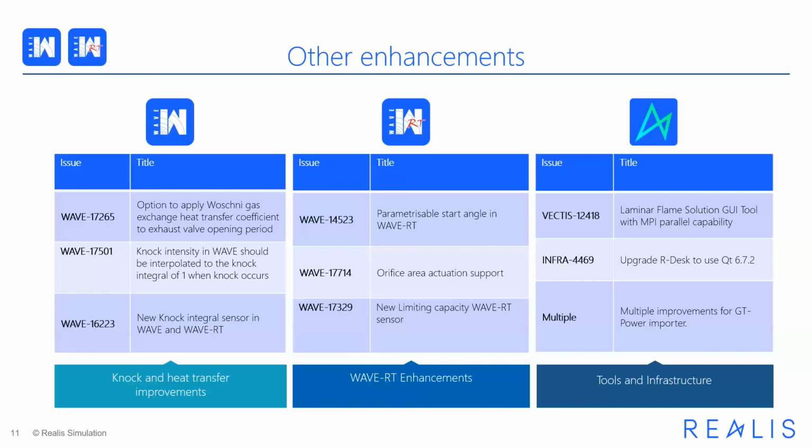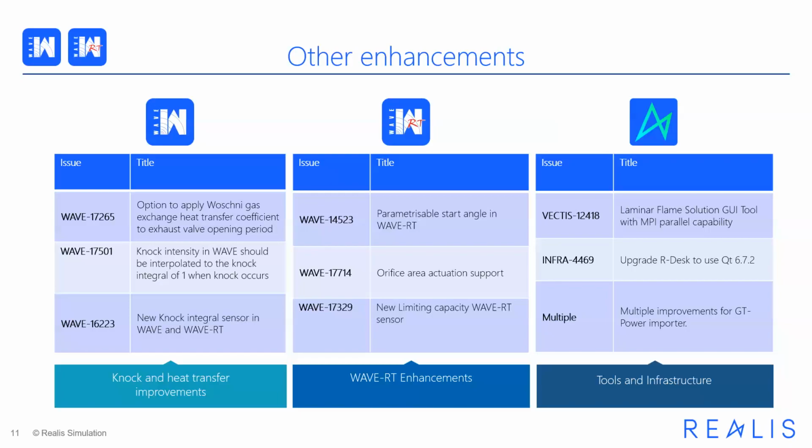WAVE-RT in this release benefits from a number of enhancements. It's now possible to specify the simulation start angle by parameter, which is useful for hardware envelope and software envelope implementations of stop-start scenarios. Users can now actuate orifice areas directly. In previous releases, area actuators were converted to diameter actuators. We have also added a new limiting capacity RT sensor, which provides information about the stability limits of the system on the fly during simulations, helping users analyze hotspots and prevent divergence.